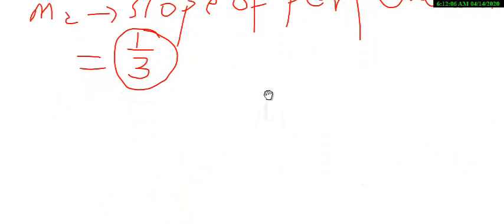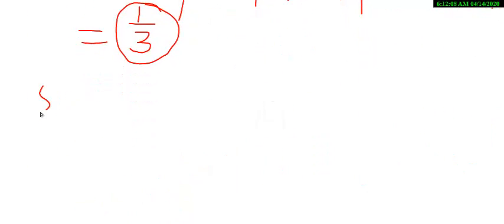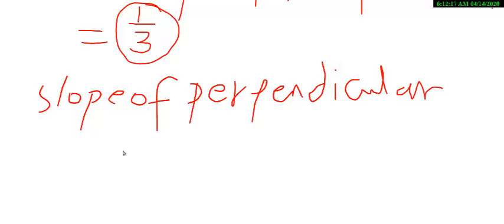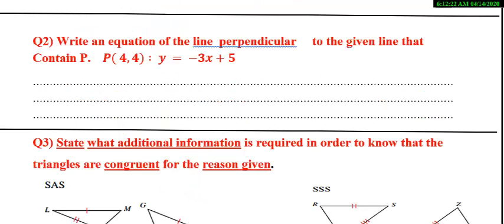The slope of the perpendicular equals 1 over 3. Back again to the information here. Find the equation of the line that passes through the point (4, 4). I can use any method to find the line, using the point slope form or the slope intercept form. Here I have the slope and the point, so I can use the point slope form.